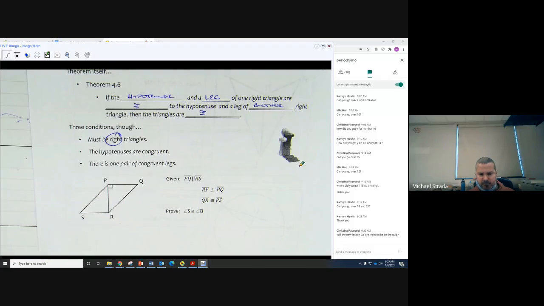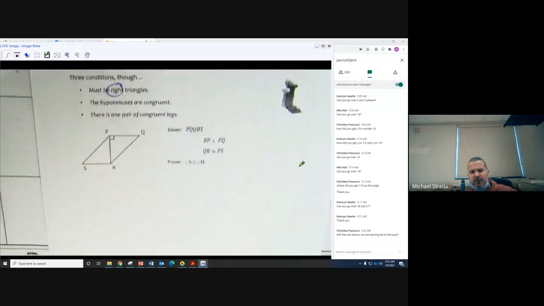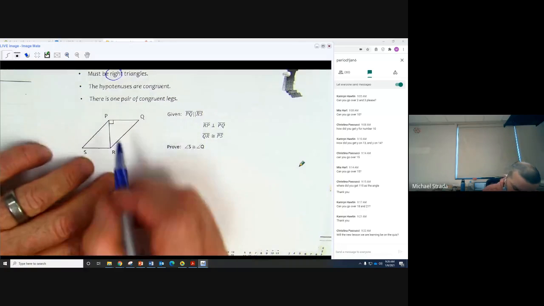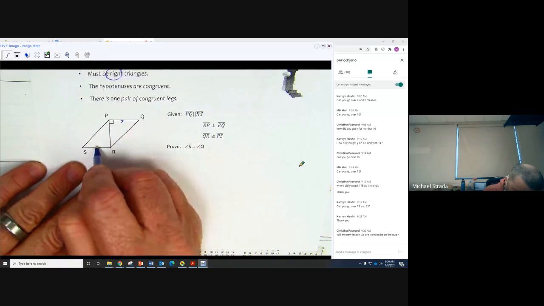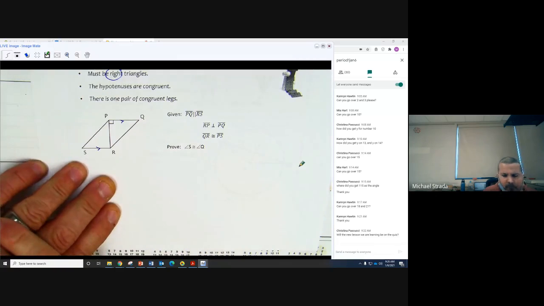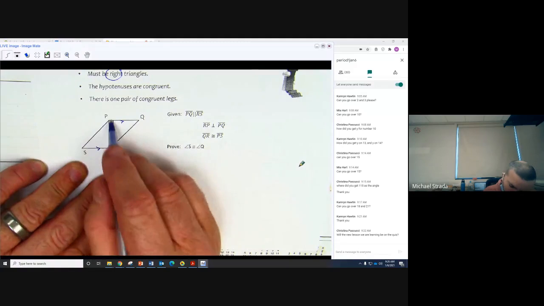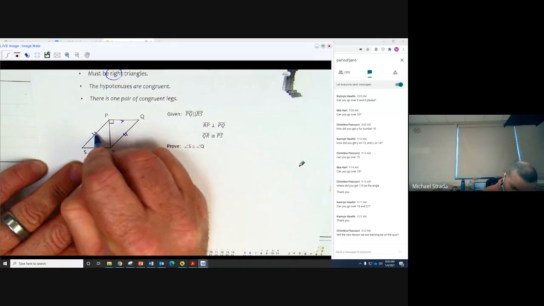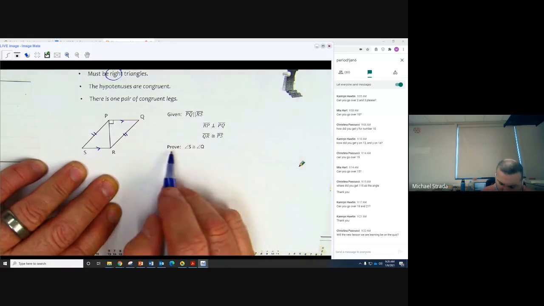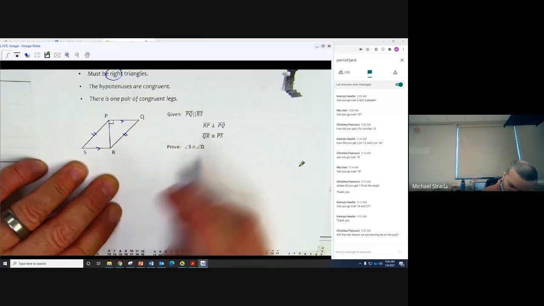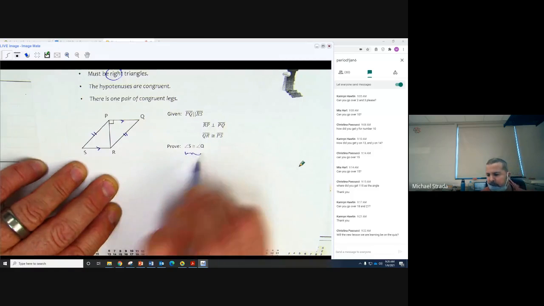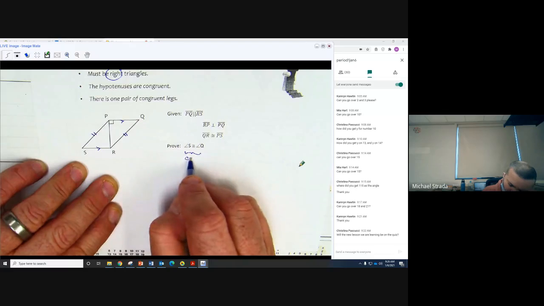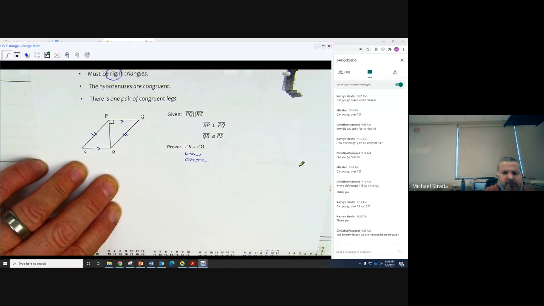The hypotenuse must be congruent. There's one pair of congruent legs. So basically what we have is PQ is parallel to RS. RP is perpendicular to PQ. QR is congruent to PS. All right? We have to prove angle S is congruent to angle Q. Now, from earlier in the year, hopefully you remember whenever we're proving segments or angles are congruent, our proof is going to end with CPCTC.